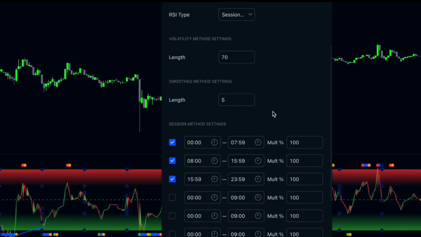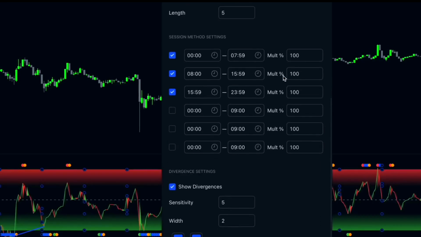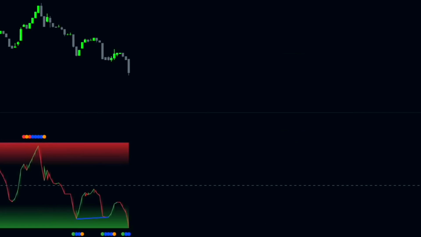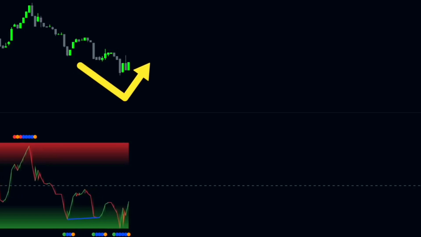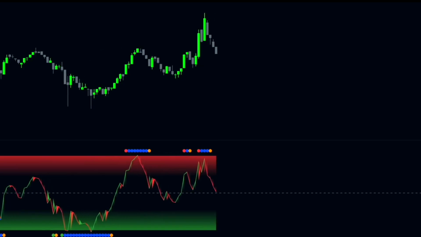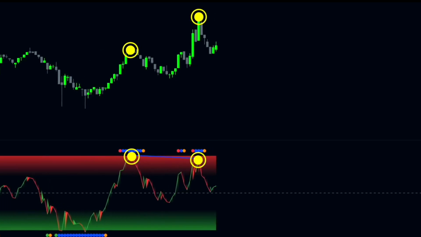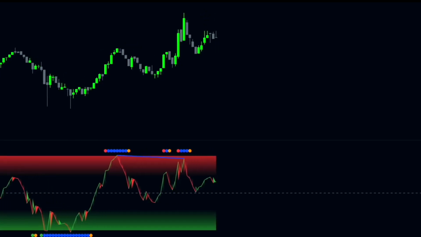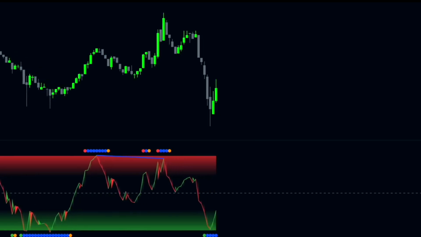Additionally, the RSI Supreme indicator highlights divergences on the oscillator, adding an extra layer of analysis. Divergences occur when the RSI moves in a different direction from the price, potentially signaling a trend reversal. For example, if the price forms lower lows while the RSI forms higher lows, a bullish divergence is indicated, suggesting an upward reversal. Conversely, a bearish divergence is signaled when the price makes higher highs, but the RSI creates lower highs, pointing to a possible downward reversal. However, I wouldn't recommend relying solely on divergences.